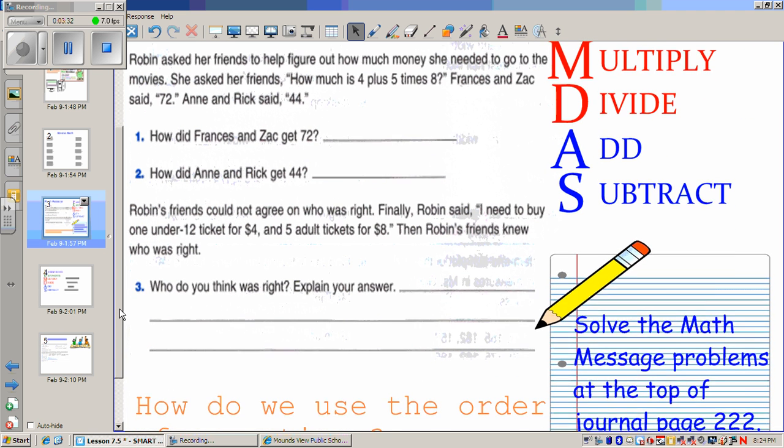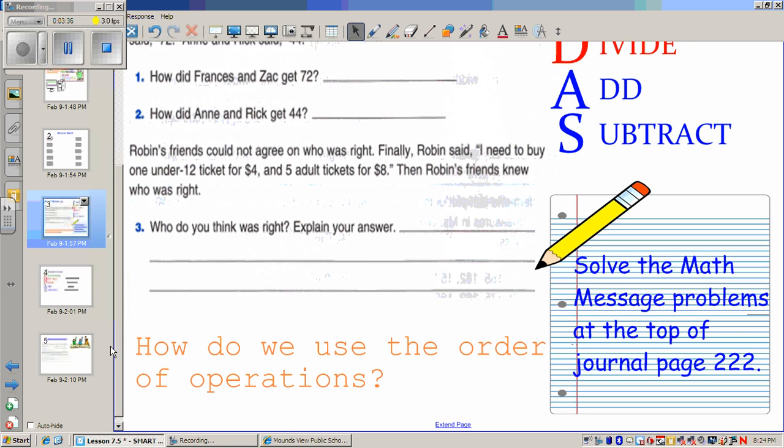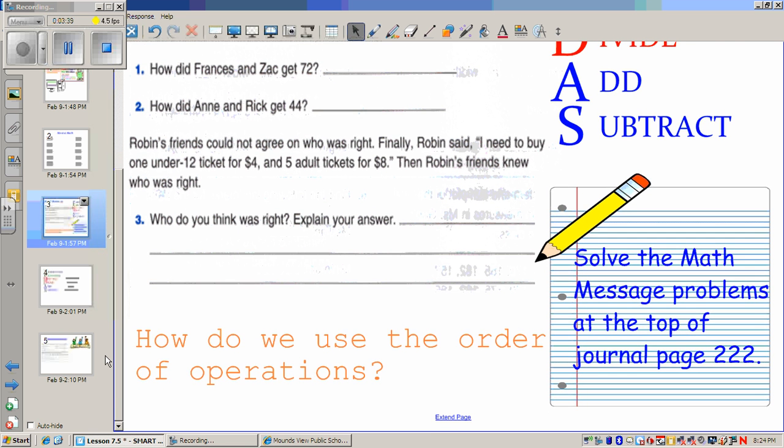It says, Robin's friends could not agree on who was right. Finally, Robin said, I need to buy 1 under 12 ticket for $4 and 5 adult tickets for $8. Then Robin's friends knew who was right. Who do you think was right? Okay. How do you use the order of operations?